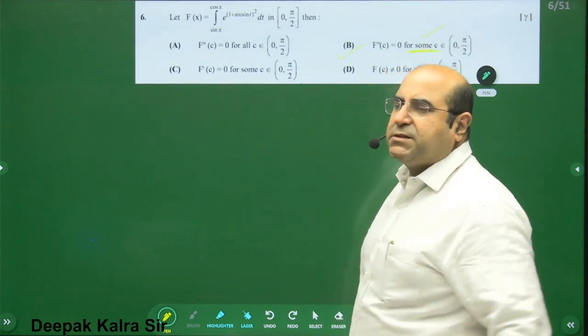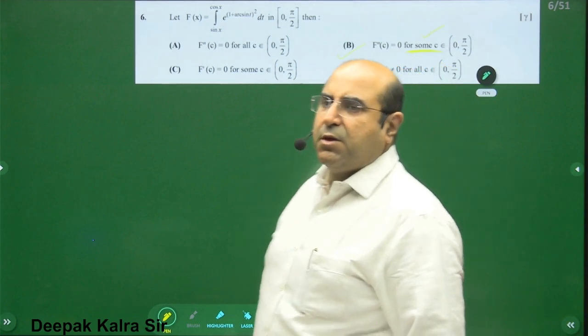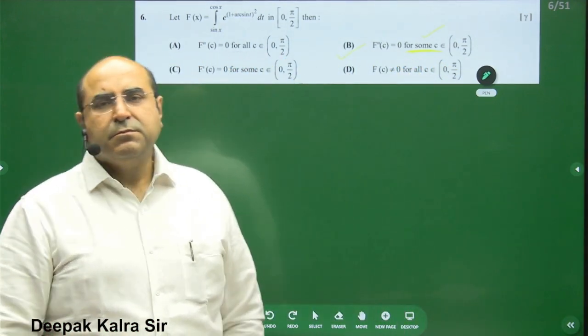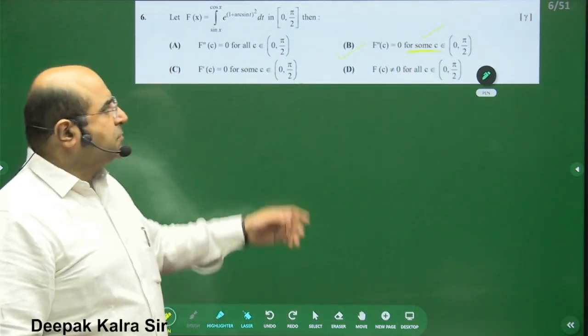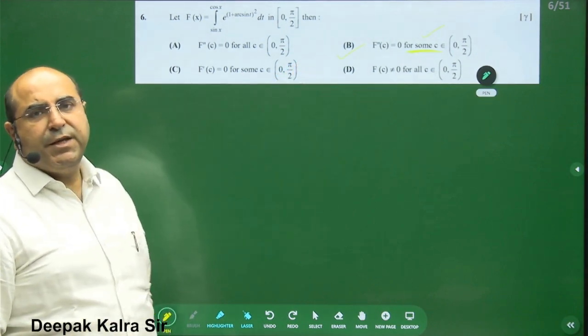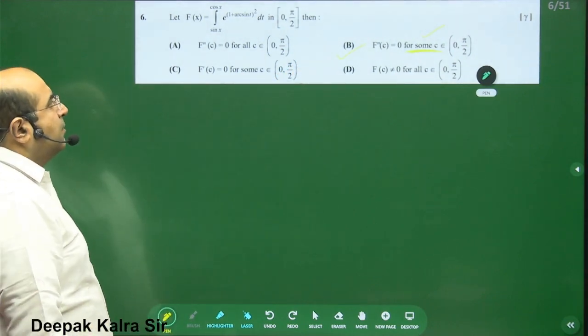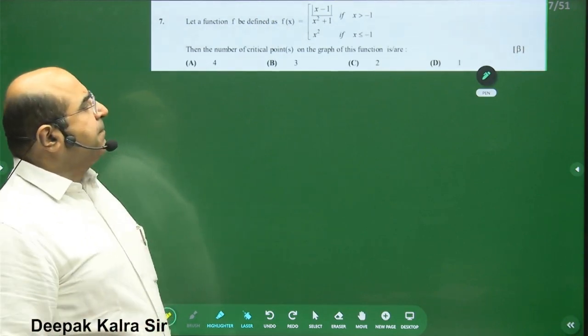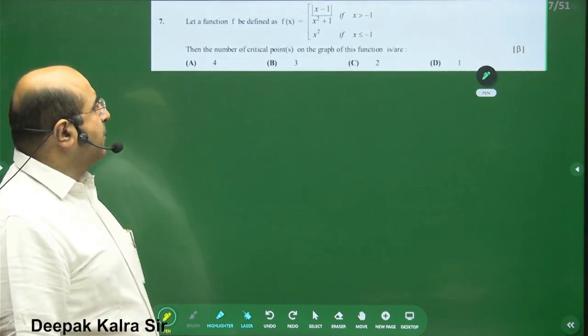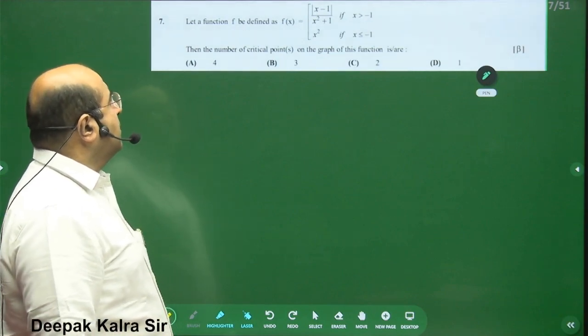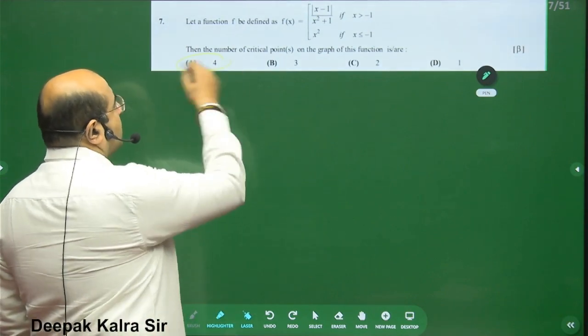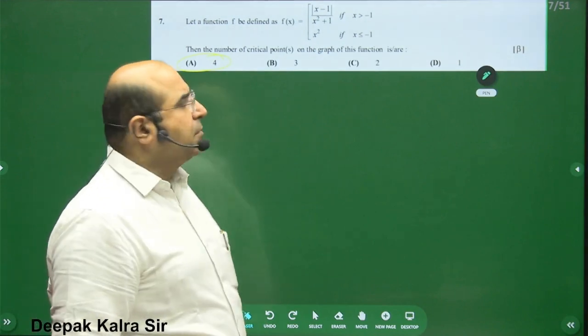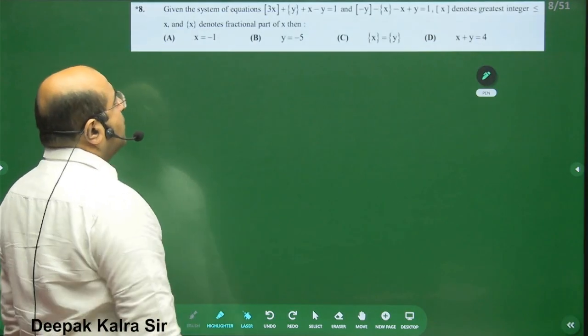You apply this Lagrange's mean value theorem or Rolle's theorem. So in this case, you will get the answer B. This one. Answer, it will be 4. This one.